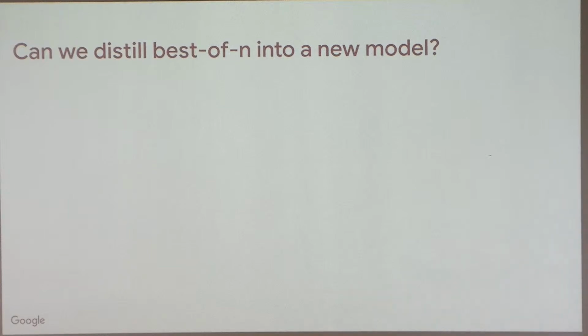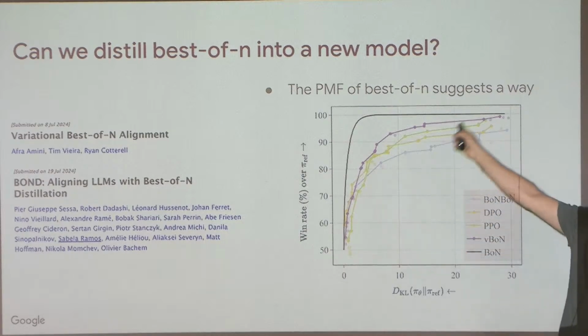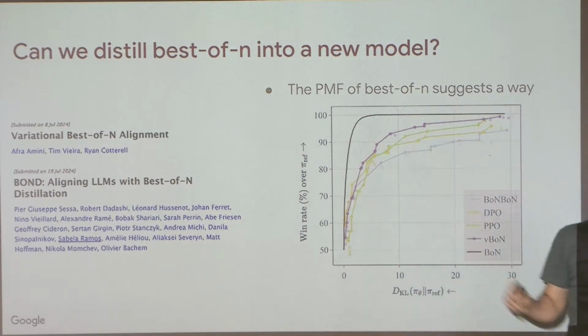Then the other question is, I think we are out of time, can we distill best of n into a new model? If it's so good, can you actually distill it back into a new model? I think there have been 2 follow-up works that try to do that, and they see some improvement. They still don't close the gap with best of n, but there is some improvement there as well.